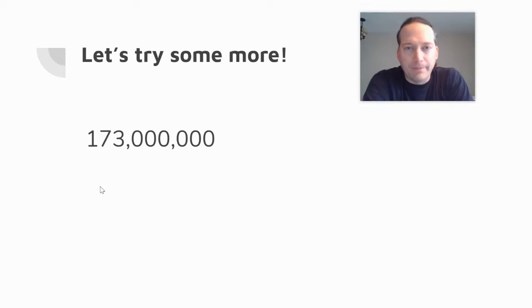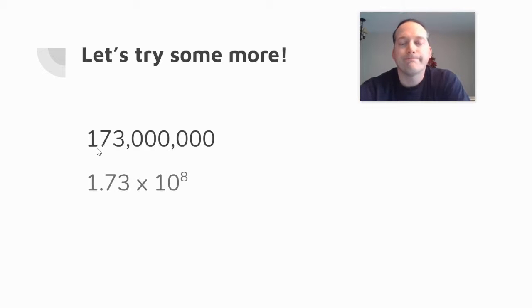Woof, 173 million. All right. So what we need to do is make this as 1.73, right? Because I need to have my decimal point here. I'm only allowed to have one digit to the left of the decimal point. So my decimal point needs to go there. Right now it's here. So let's see how many times do we shift? 1, 2, 3, 4, 5, 6, 7, 8. Okay, so it gets written as 1.73 times 10 to the 8th.